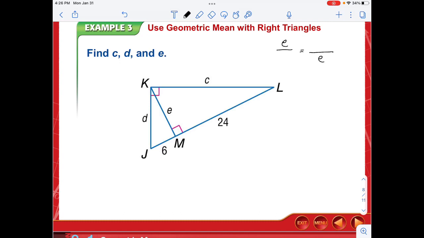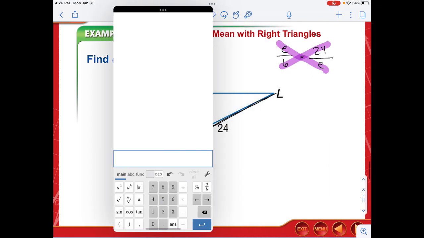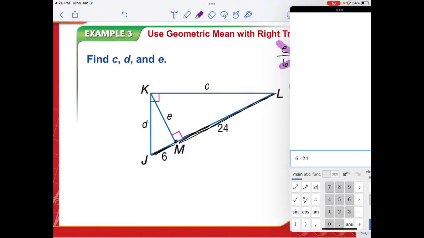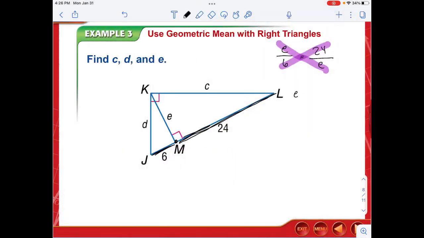That is fine. So E is repeated, the altitude, and then when we're given our altitude, we use the 2 smaller pieces formed by the hypotenuse, okay? So we have 6 and 24. You go ahead and cross multiply, you get E squared equals 144. And hey, that's pretty nice because the square root of 144 is a perfect square, and our answer for E is 12.